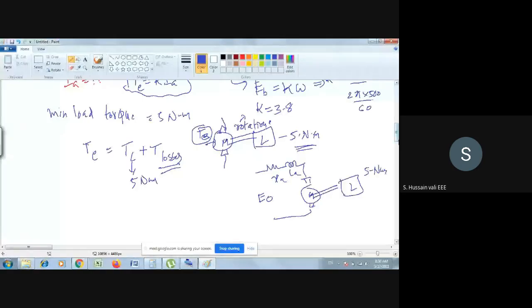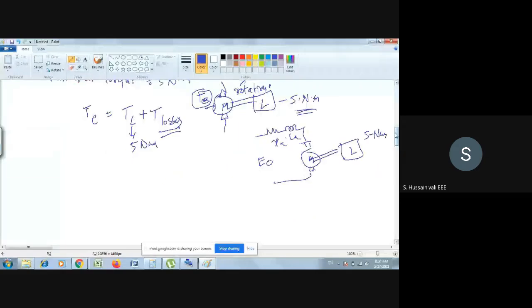Now in the problem, a rated input to the motor he has given. How much is it? 230 volts. A rated current he has given. How much is it? 4.1. Then what is the rated power? Rated power is 230 into 4.1, which is 943 watts. So this is the rated power you will find.